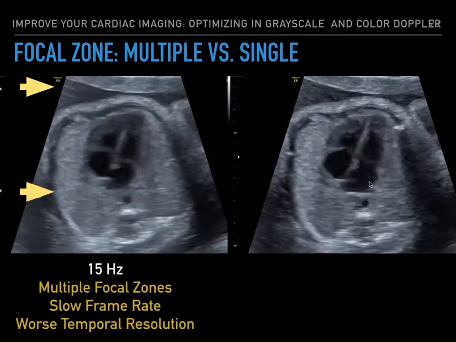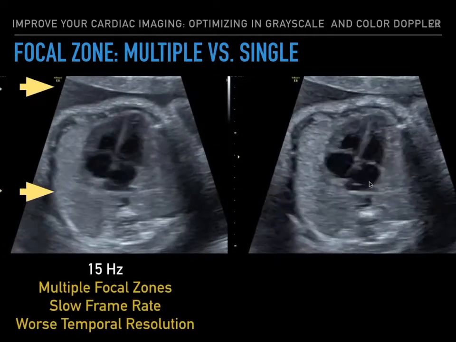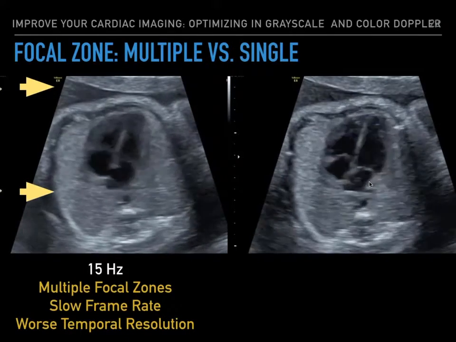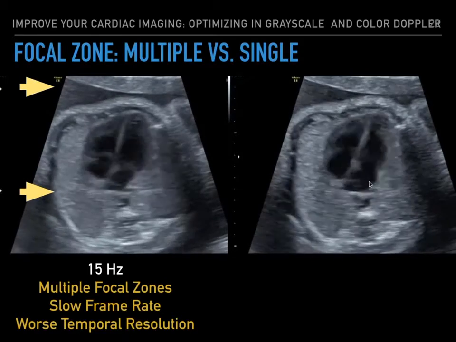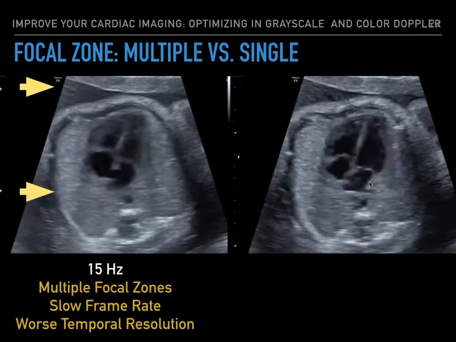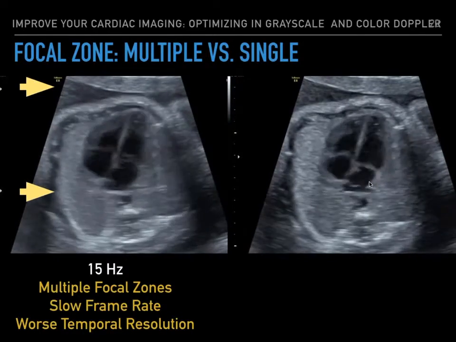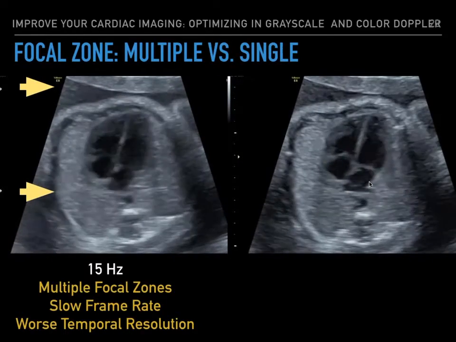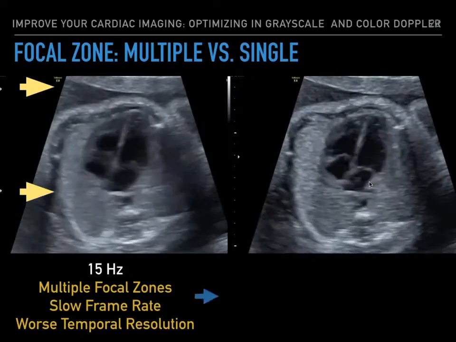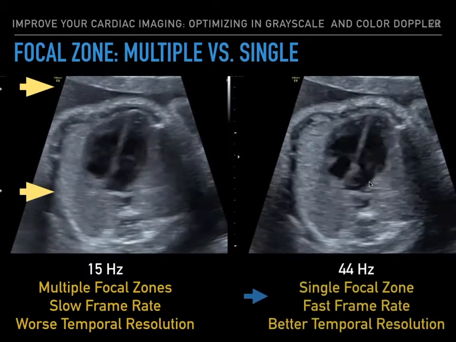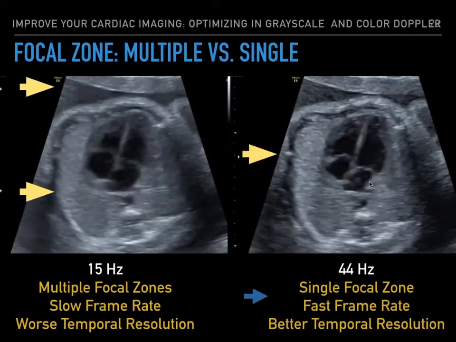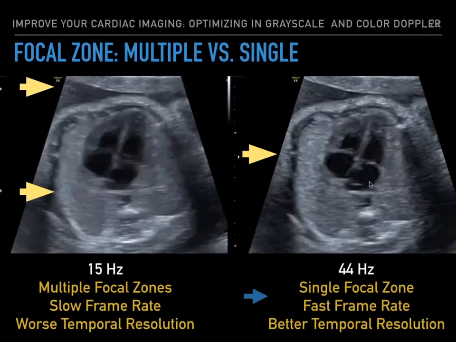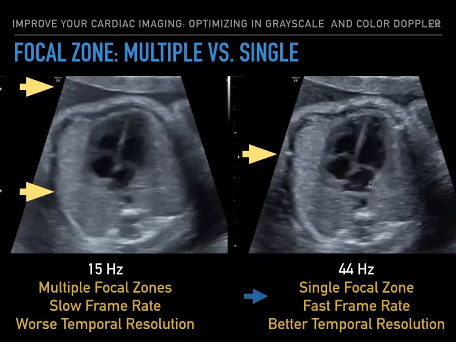Now, how about multiple versus single focal zones? With multiple focal zones, as you can see, it actually maximizes the lateral resolution, but it tremendously slows down the frame rate, which actually provides worse temporal resolution. So what you could do is switch to a single focal zone to increase the frame rate. And here you have better temporal resolution of 44 Hertz. So that more than doubled.